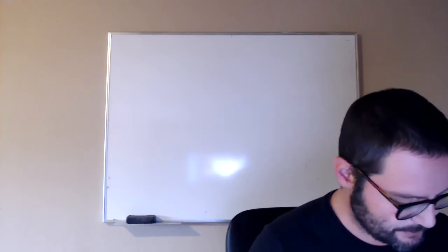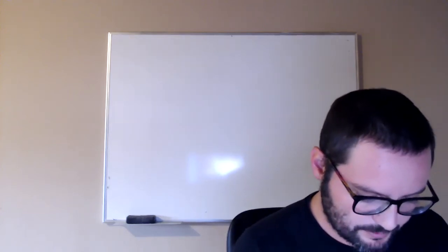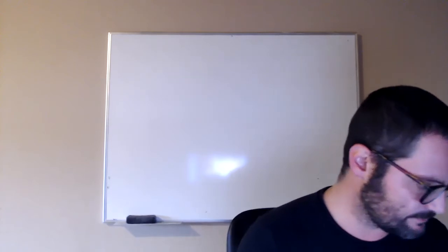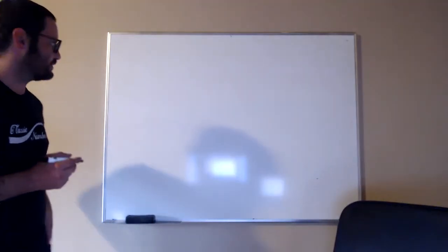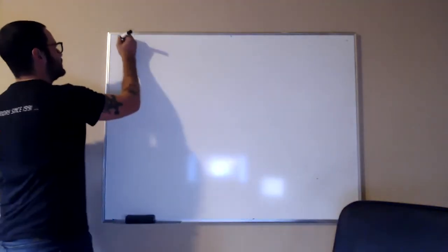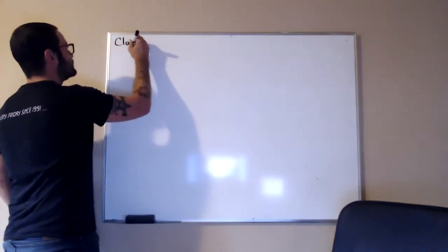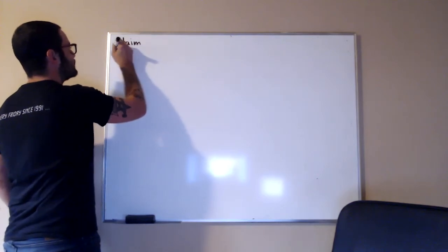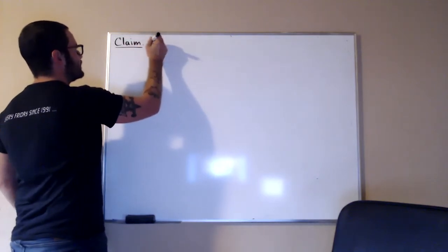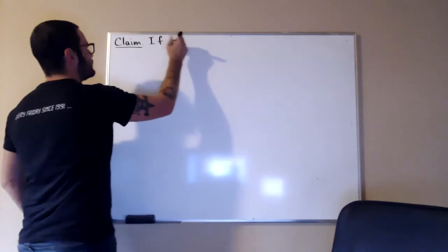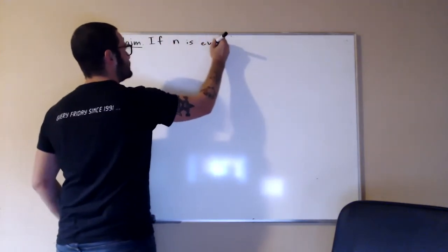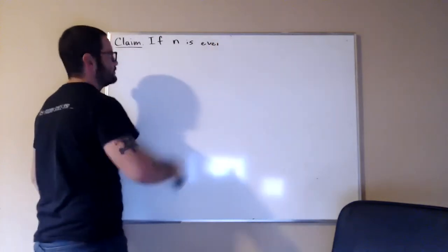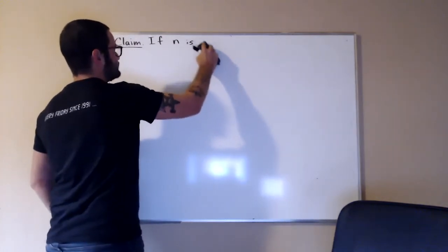So next, let's look at maybe proof by cases. Okay. So proof by cases is just a way of exhausting the possibilities of a claim. So the claim is if n is even, no, sorry.